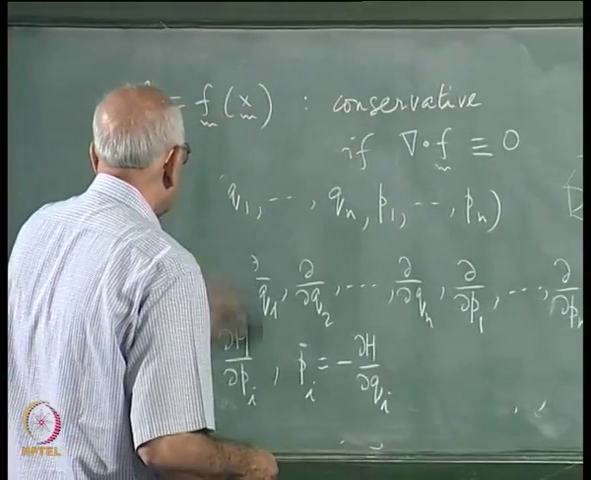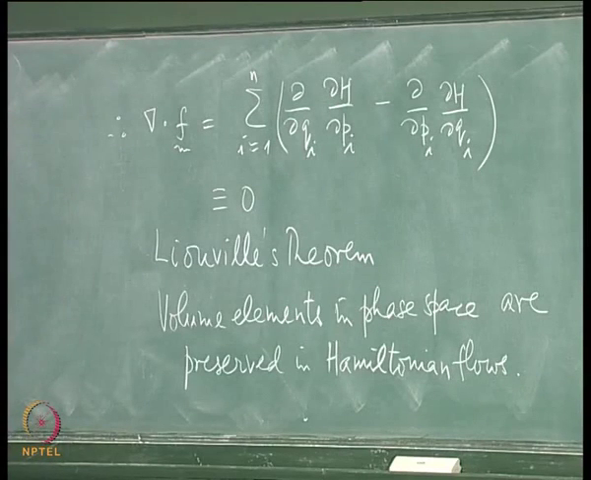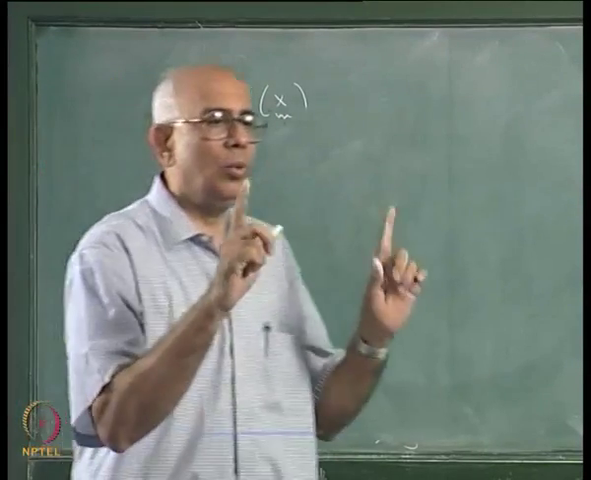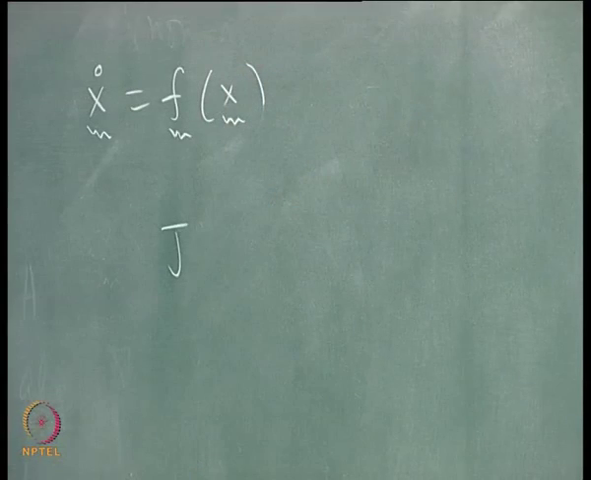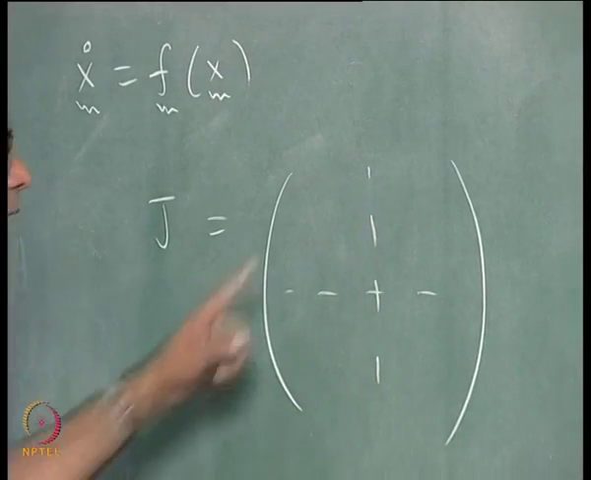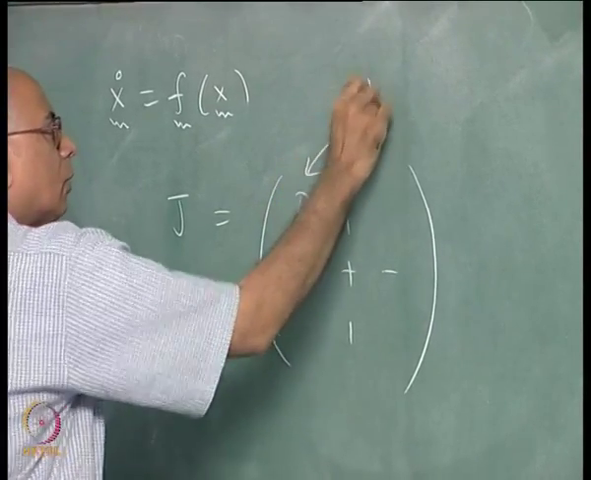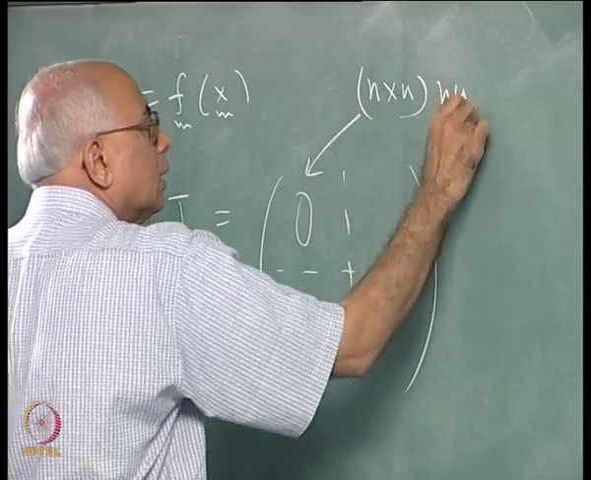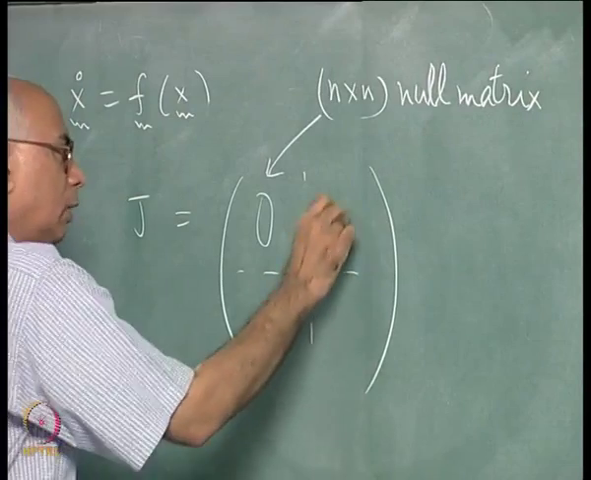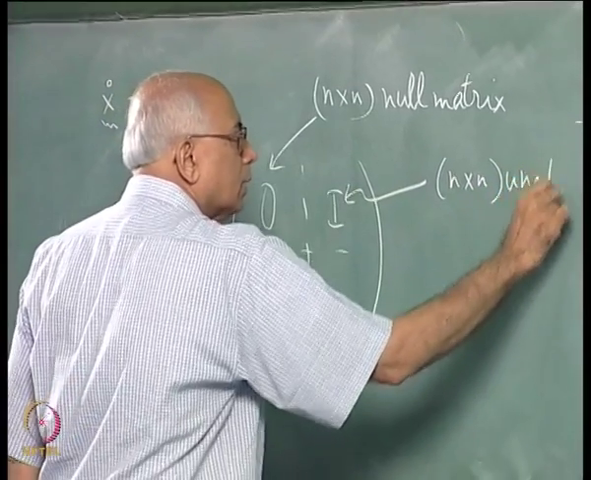And as a prelude to that, let me do the following. Let me define a matrix J, a 2n by 2n matrix with the following kinds of elements. So let me define this J as a 2n by 2n matrix with n by n blocks here, and I have the null matrix here. This stands for the n by n null matrix. I have the unit matrix here, and this stands for the n by n unit matrix.